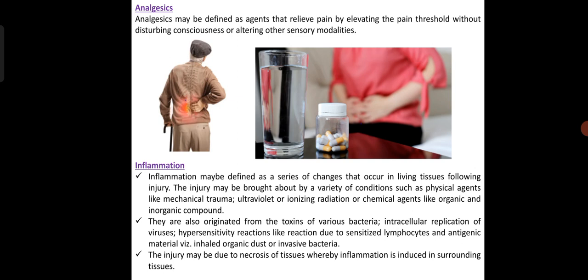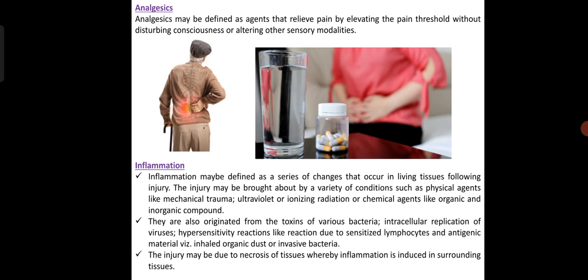So the next type after anti-inflammatory, the second type of drug, is analgesics. Analgesics may be defined as agents that relieve pain by elevating the pain threshold without disturbing consciousness or altering other sensory modalities. These are the analgesic drugs.